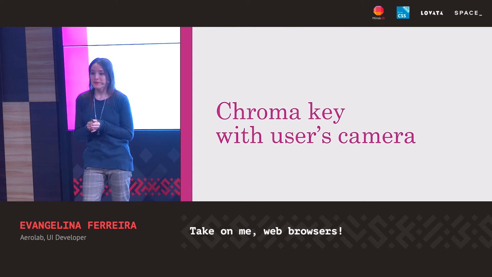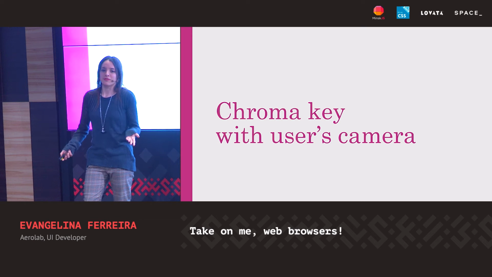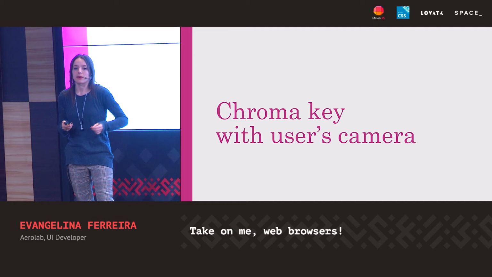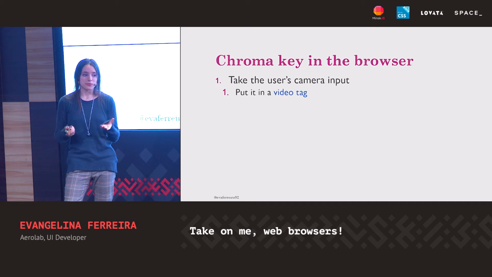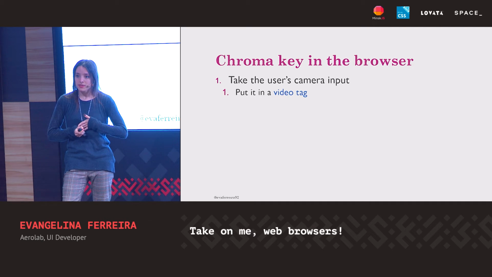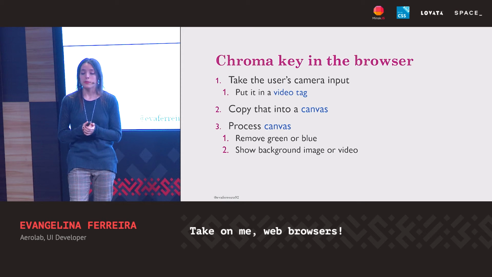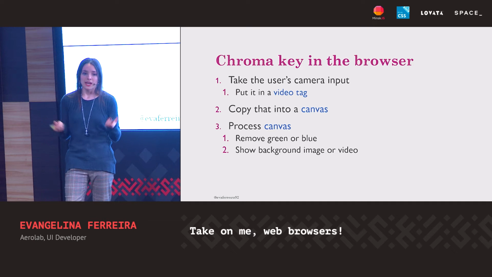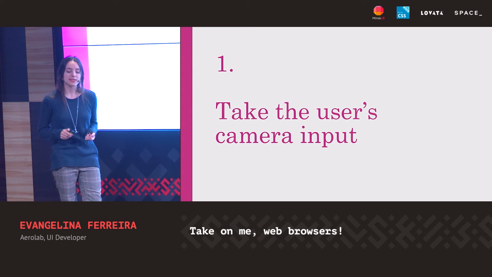So we will be working with chroma key, but using the camera's input. Because that's the interesting thing of the web. You can actually use different input, and you don't have to always use a certain video. So to do this, we need to follow certain steps. The first one is to take the user's camera input and put it into a video tag. Then we will copy that input of the video tag into a canvas tag. And then we will process the canvas. We will find the green or blue pixels, and we will remove them and add whatever we want in the background.